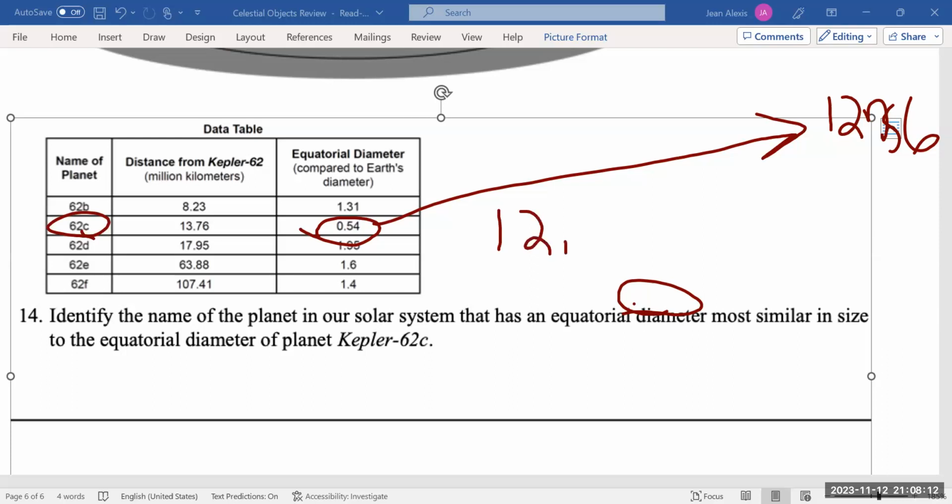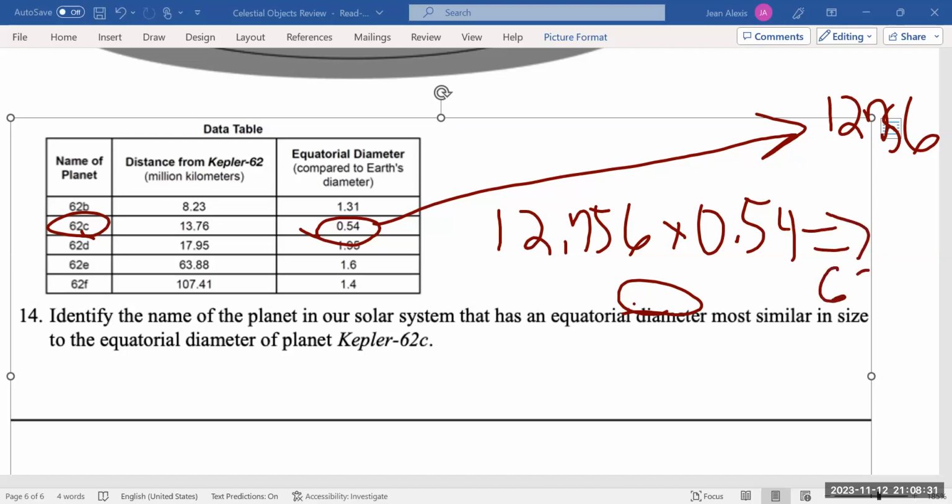So 12,756 times 0.54 gives me, let's see, 12,756 times 0.54, and it gives me a number of 6,888.24. All right. So I'm looking for a planet that is similar to 6,888.24.